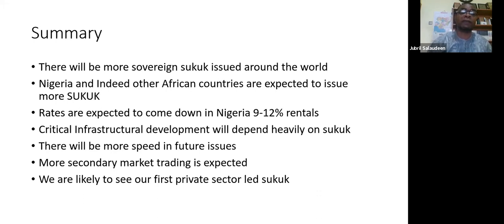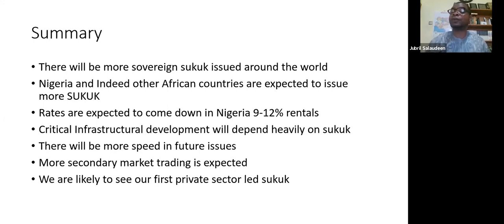And with that, we expect that there's going to be quite a lot of deficit that needs to be funded using fixed income instruments. Rates are expected to come down as well in Nigeria, where analysts are projecting between 9 to 12% rentals and nothing more than that. That will be coming down from 15 and 14% to 9 to 12%. Critical infrastructure development will depend heavily on sukuk around Africa and around the world.